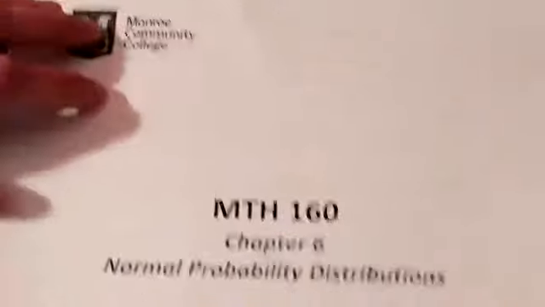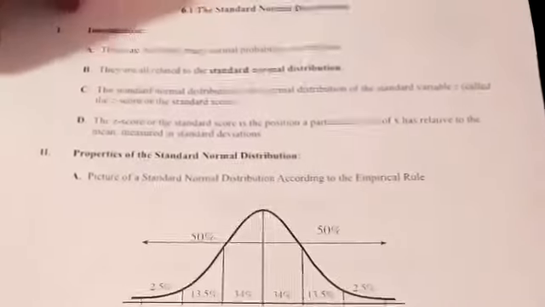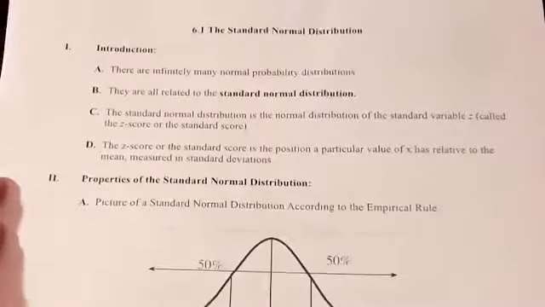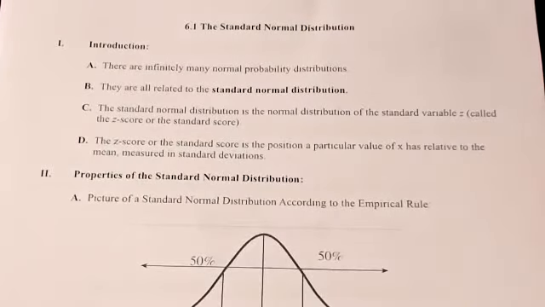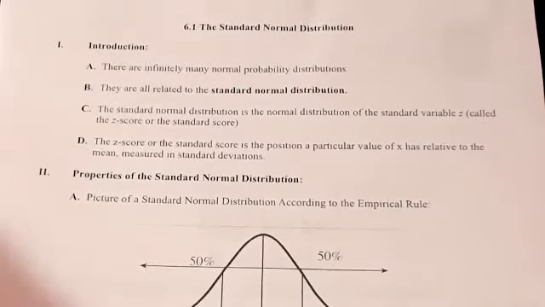All right, chapter 6, normal probability distributions. All right, let's start off with introduction. Donna, would you read A, B, C, and D for all of us, please?